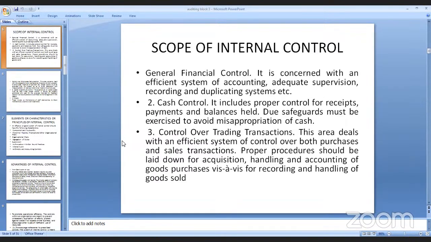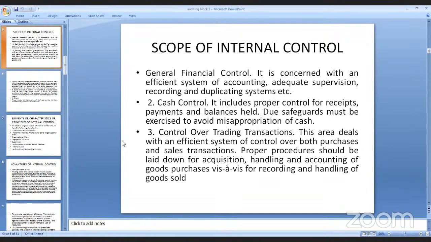Okay, fine. So we are discussing the scope of internal control. There must be cash control, like control on receipts and payments, control on balances held in an organization, and control on misappropriation and misutilization of cash. Another scope is control over trading activities. Generally, the trading activities are such as purchases and sales. So here the organization has to follow the procedures laid down in the accounting process.